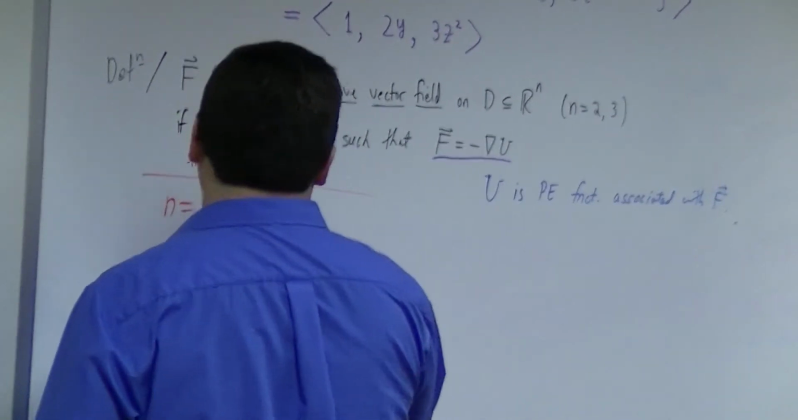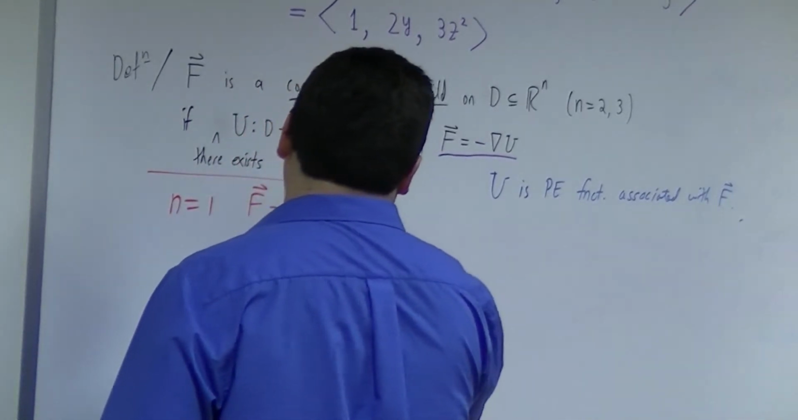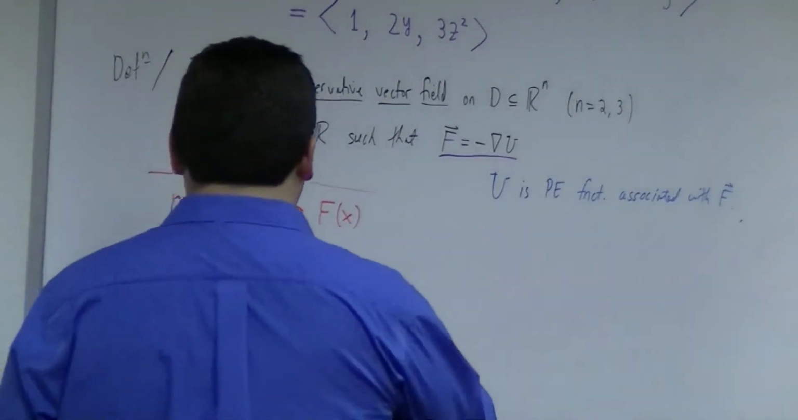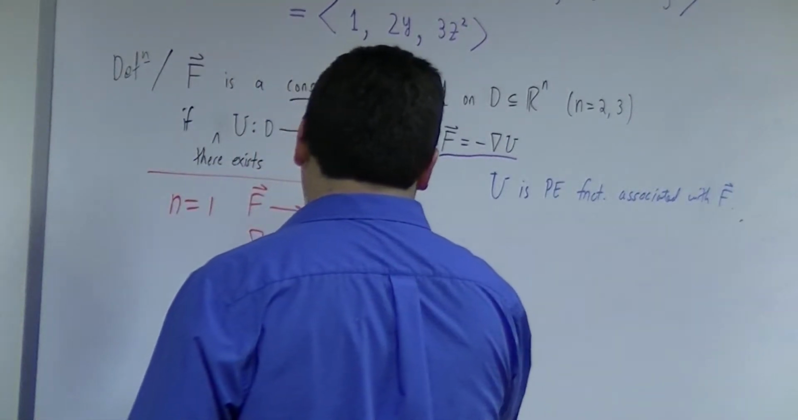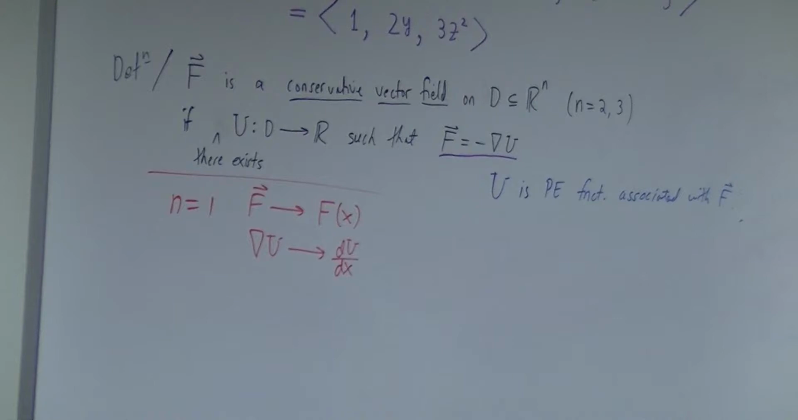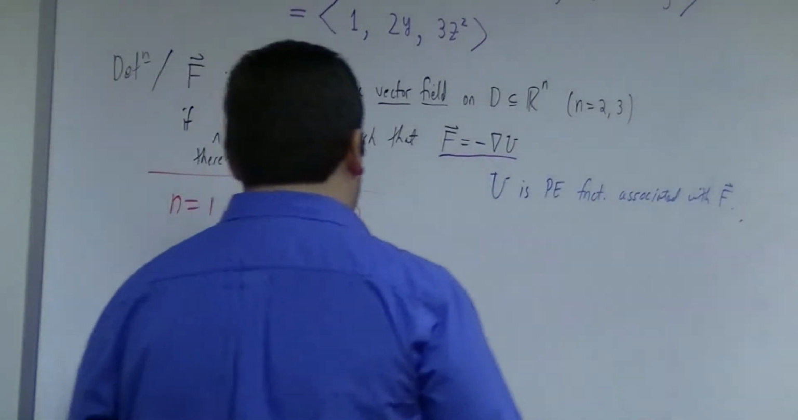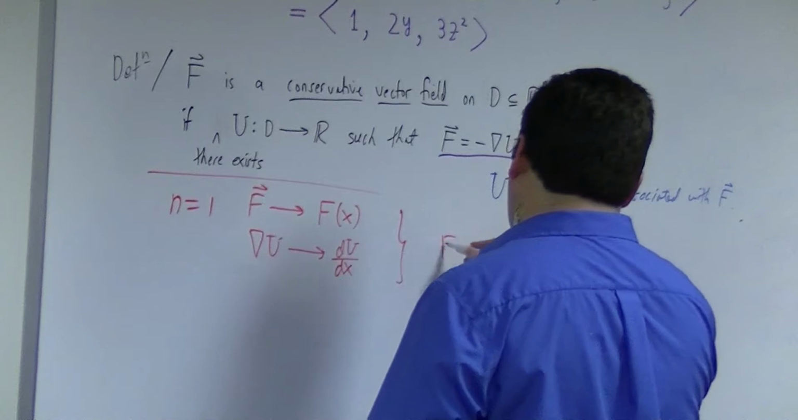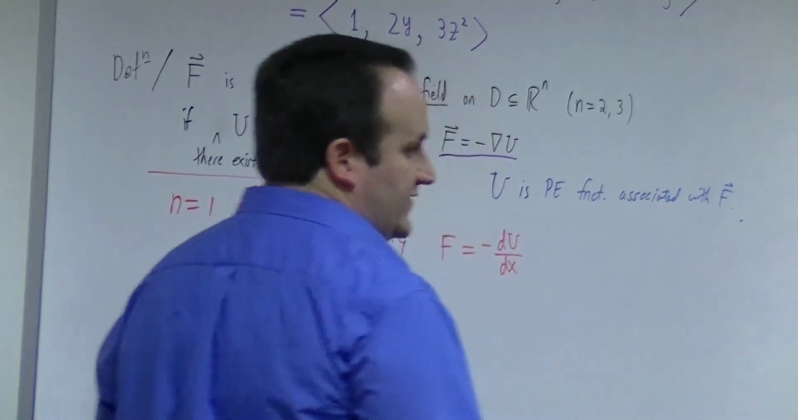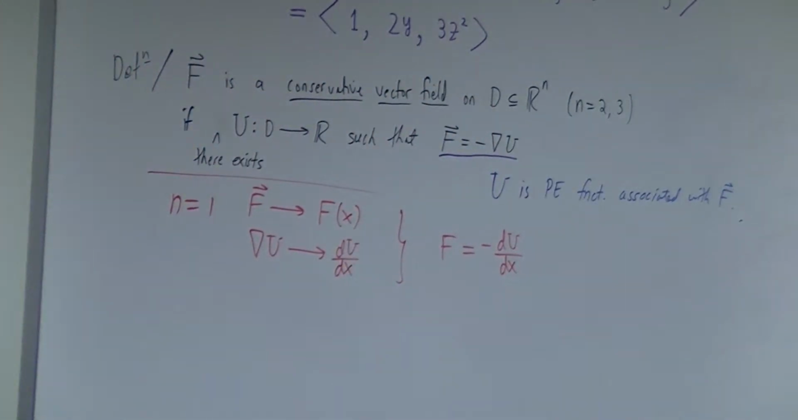For N equals 1, your force is just a function of position x. The gradient of u becomes du/dx because there's only one independent variable, so there are no partial derivatives, only ordinary derivatives. The definition of a conservative force in one dimension becomes F equals minus du/dx for some u, which is just a function of one variable x. So in one dimension, the force is conservative if it's minus the derivative of some potential energy function.